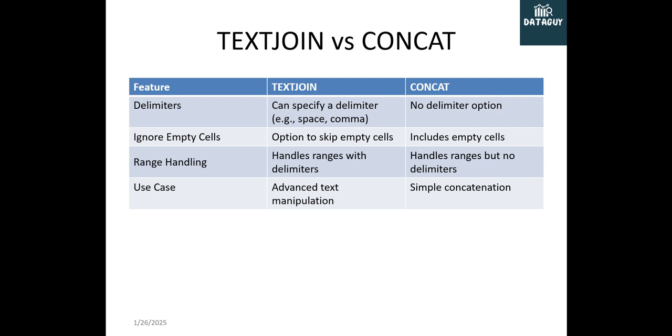So that's one reason. Another is ignoring the empty cells. With TEXTJOIN you have an option, but concatenation also includes the empty cells. Range handling: TEXTJOIN handles ranges with delimiters, and CONCAT does not. You can drag the whole formula for the next 5 columns even in CONCAT, but it will not handle the delimiters. And the use case is that you can do much more advanced manipulation of the data, like we saw earlier, while CONCAT is just a simple concatenation.